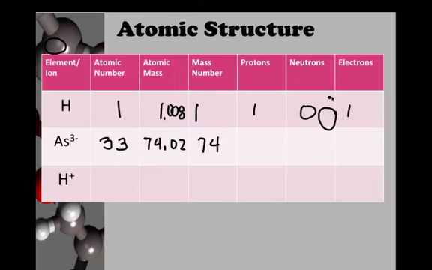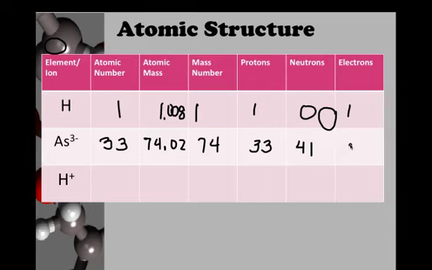Now, the number of protons for this element. Protons equals atomic number. So that's going to be 33. And then the number of neutrons is going to be mass number minus atomic number. So 74 minus 33 is 41.